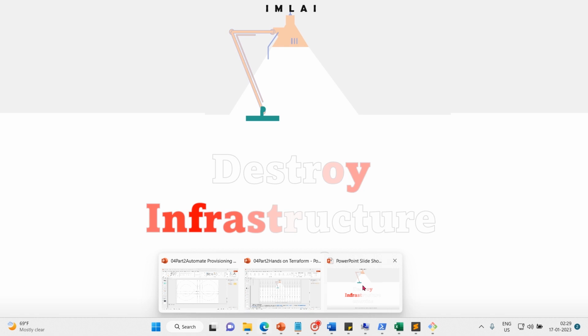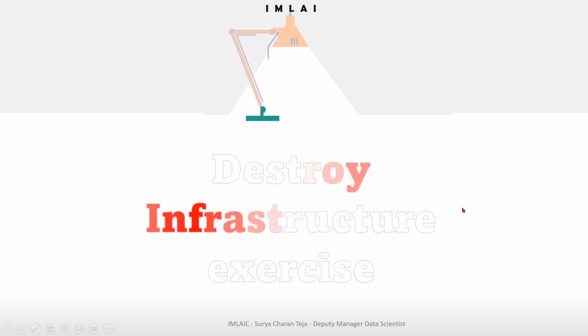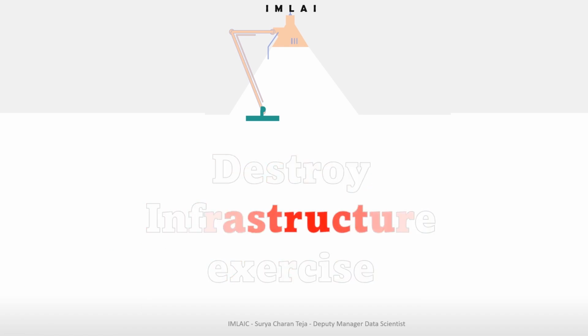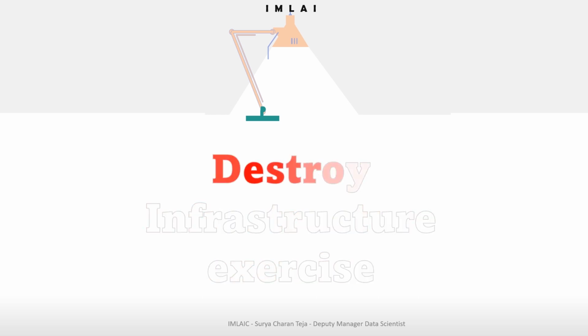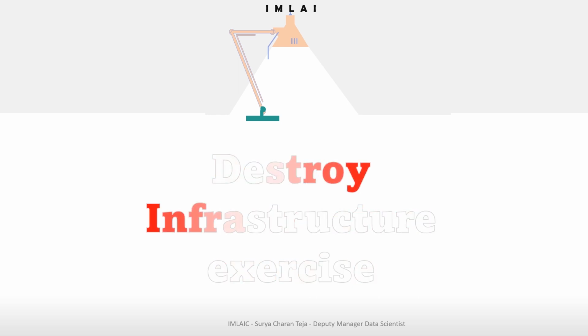So that's how we destroy infrastructure. This is the best example. We took an EC2 instance on AWS, which we created in our earlier exercise. Then we updated it. Then we destroyed it.